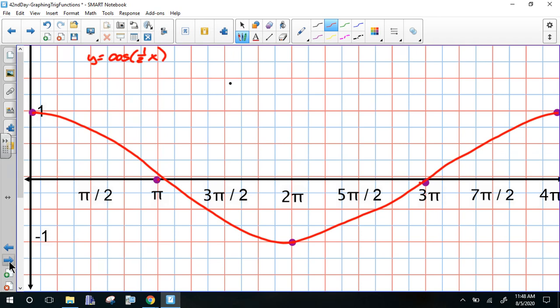So this graph looks more stretched out. I don't know if any of you have ever played with a slinky, but if you stretch out a slinky, this number's changing. If you compress the slinky, it's going in the other direction.